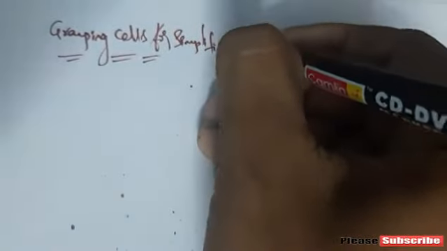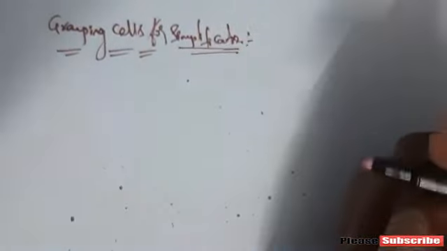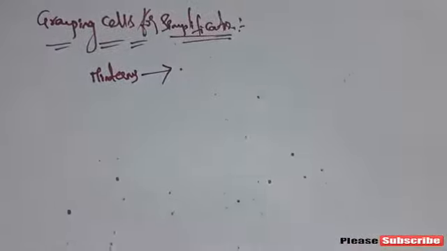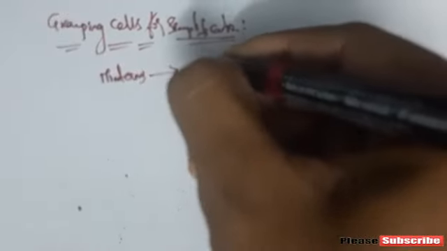Let's see grouping cells for simplification. We already know that min terms are marked by ones, right? Max terms, that means POS form, are marked by zeros, right?